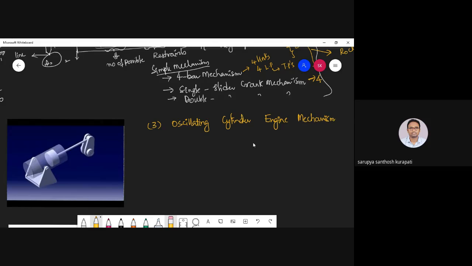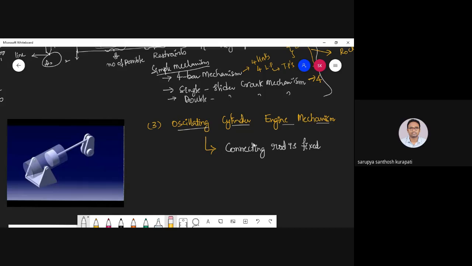When I'm going to get this particular mechanism, which link is fixed here? Crank or connecting rod? Here the connecting rod is fixed. Please note it in your book. If you are not noting it down, it will be a problem for you. If the connecting rod is fixed, you are going to get a mechanism apart from the quick return motion mechanism. You are also going to get the oscillating cylinder engine mechanism.